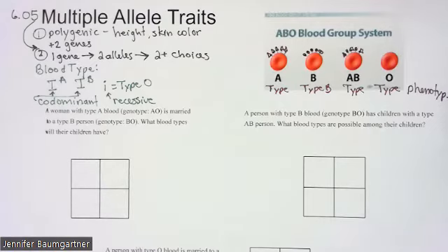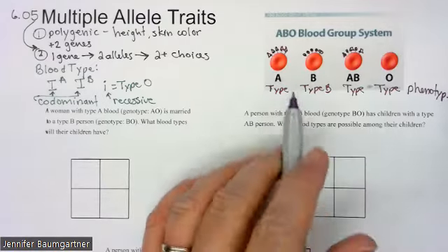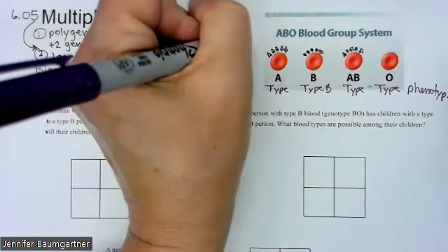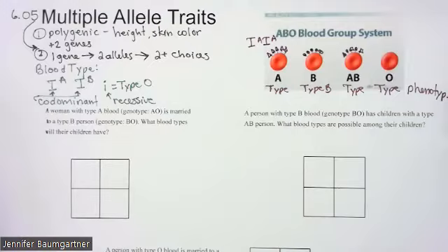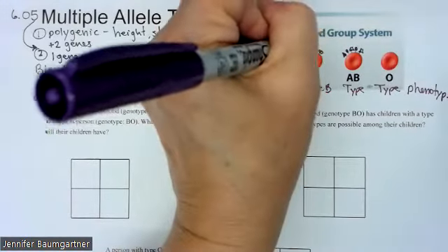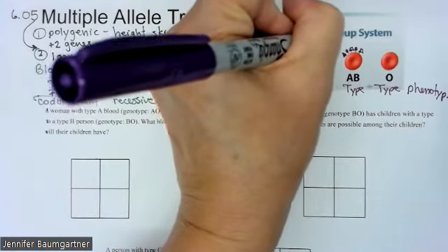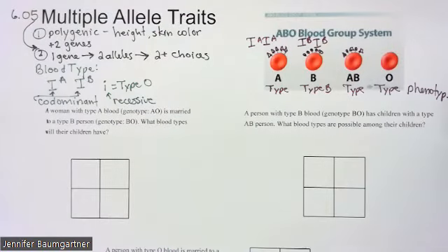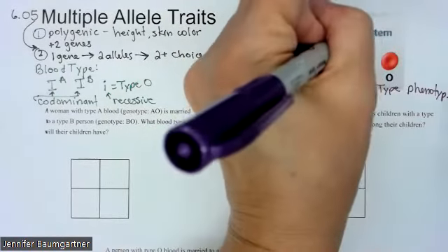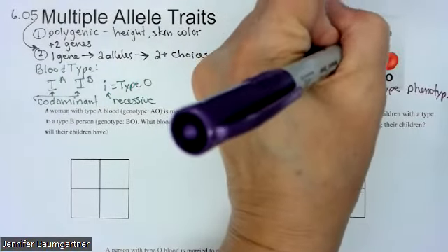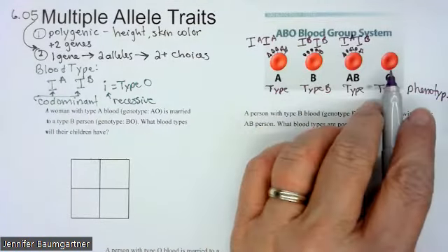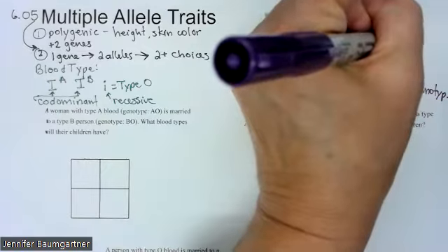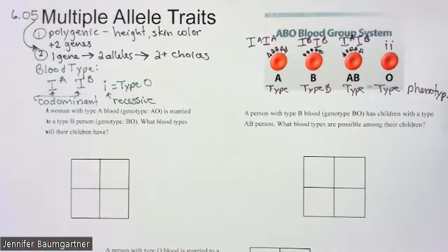So what are our genotypes for that? Well, we know that you can be homozygous dominant. So this is going to be IA, IA. You can have IB, IB. This is going to have an A allele and a B allele. So this is going to be IA, IB. And this is the only way that you can have AB. So what about O? You have to be homozygous recessive to have O.